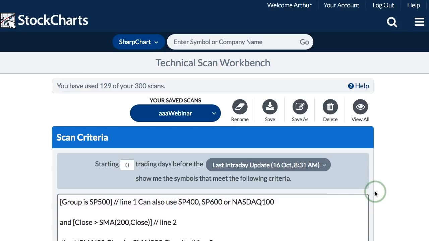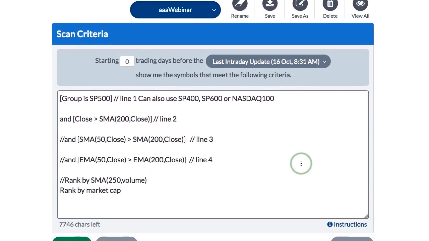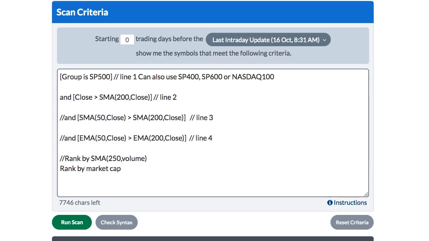So as longtime readers know, I do believe in a weight of the evidence approach when it comes to assessing the broader market environment. And part of that weight of the evidence approach can be looking at the number of stocks that are above or below the 200-day moving average. So I'm here on the technical scan workbench, and I just want to show you a really simple way to do that so you can get an immediate assessment of the broader market.